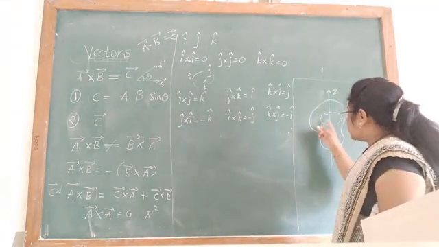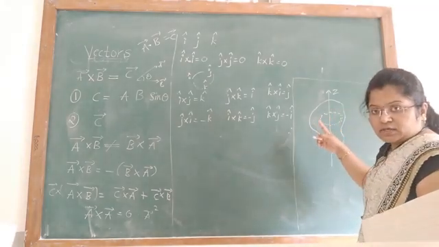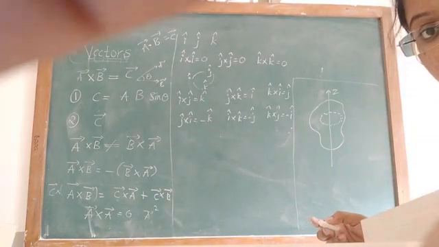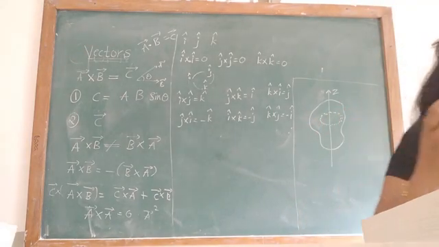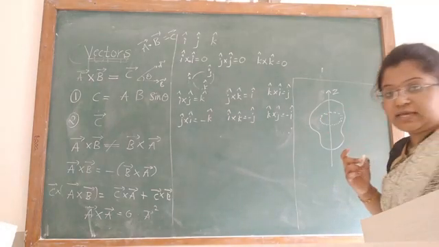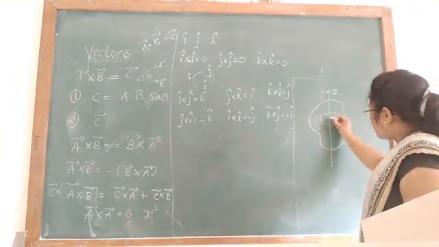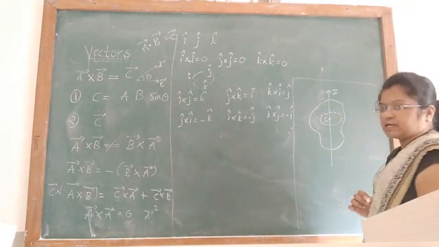Okay, now the particle's motion is forming one circle here. I hope you can see it properly. Okay, the particle's motion is forming one circle here. So you consider C is the center of that circle.